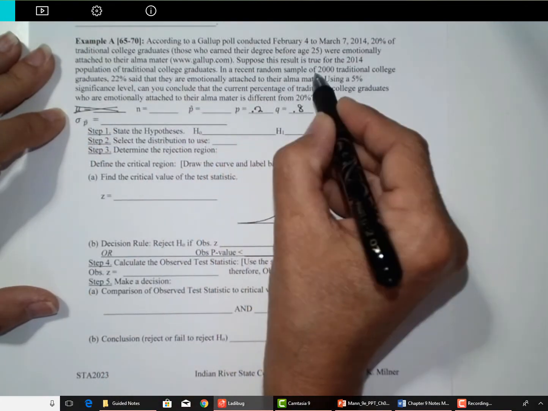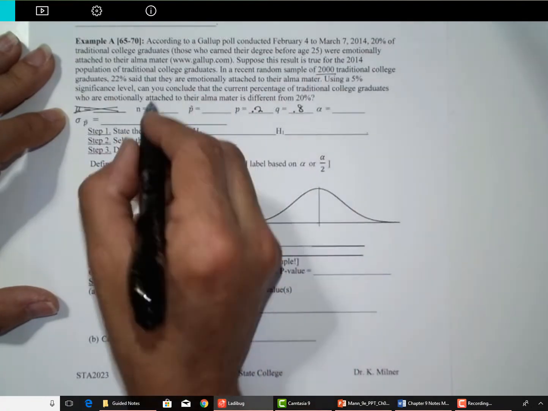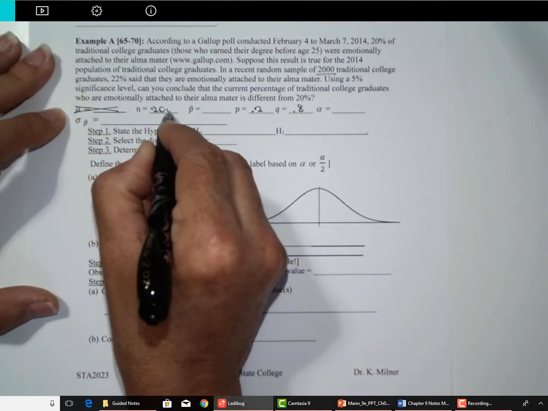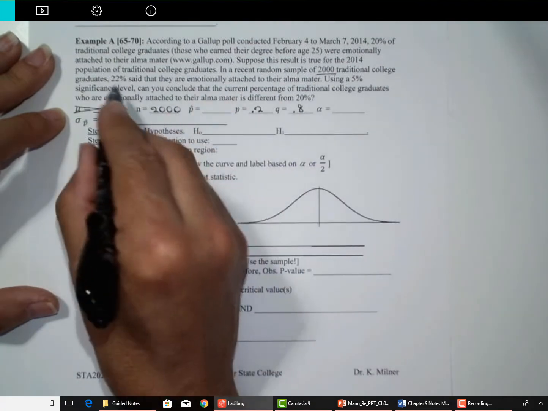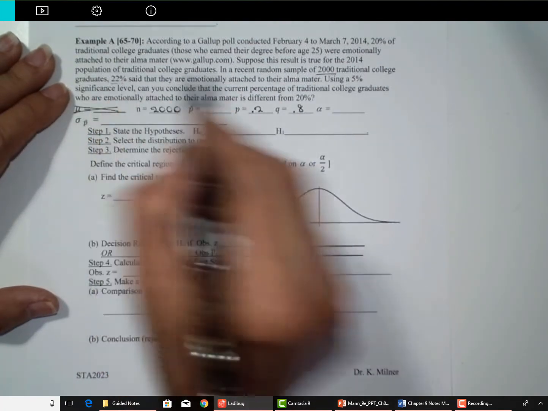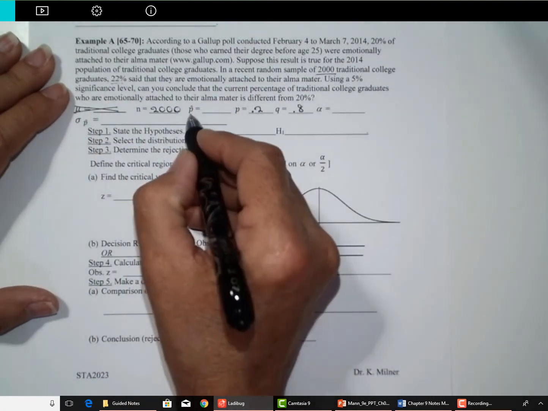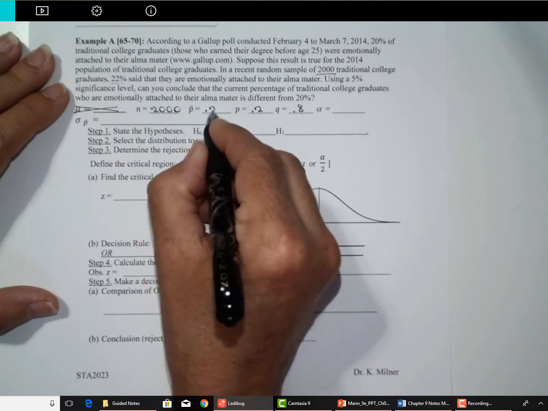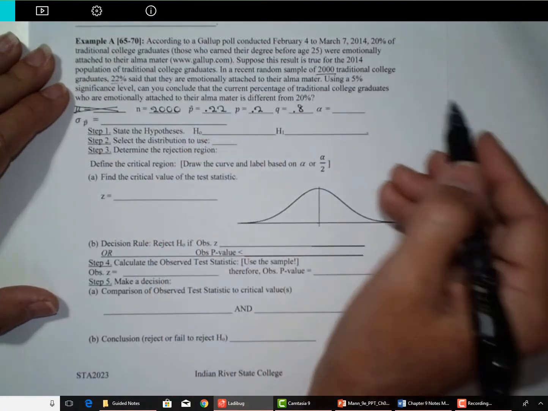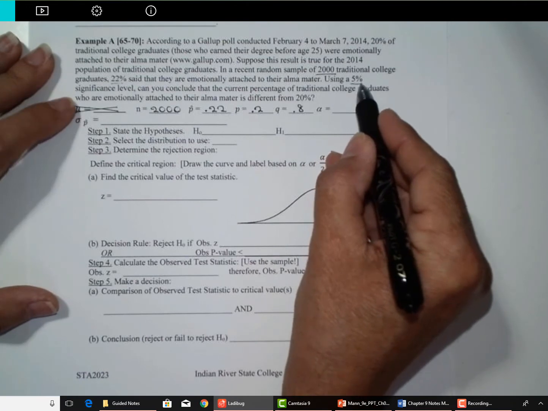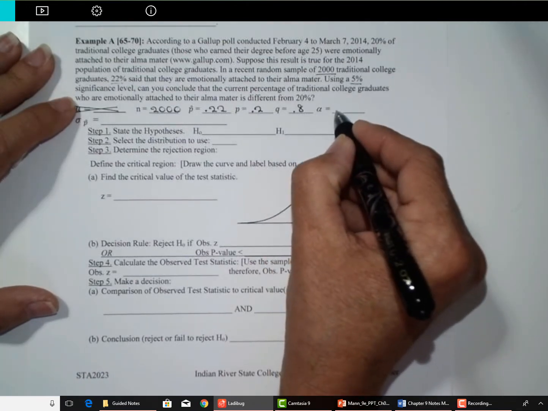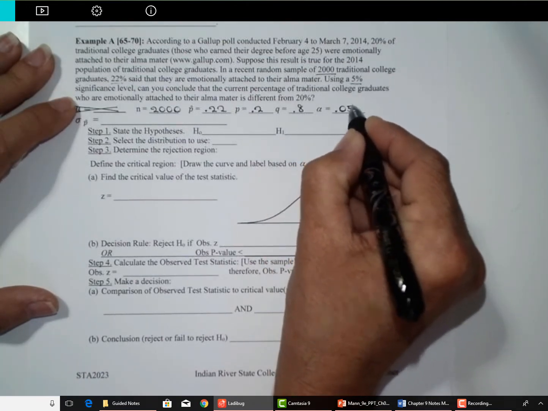Now there's a recent random sample of 2,000. So I've got 2,000 that they sampled, which is a really large sample. And of this sample, 22% said they were emotionally attached. That's the sample proportion, so that's p hat. I want a 5% significance level, so alpha for me has to be 0.05.